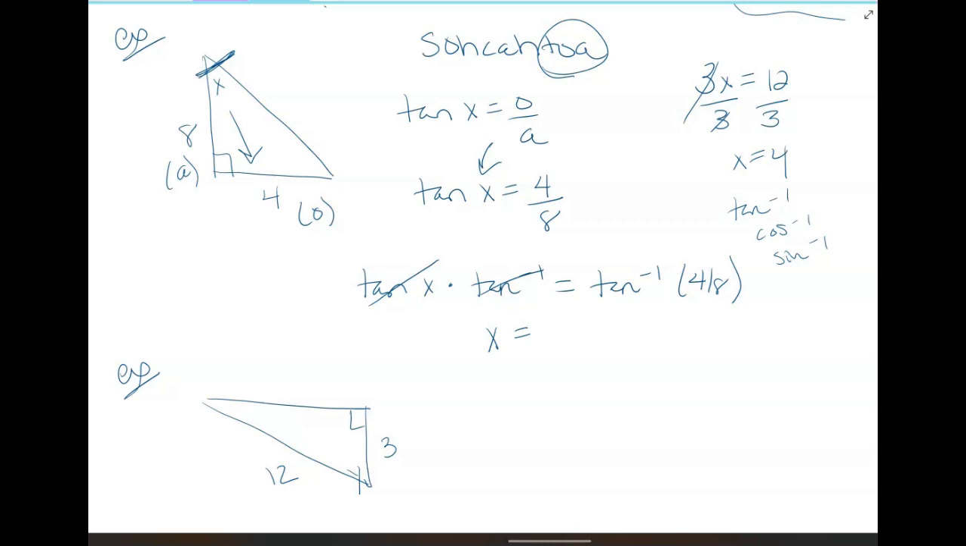And I think your homework assignment has you rounding to the nearest degree. So you should have gotten 26.56505 something something, which would round to 27 degrees.